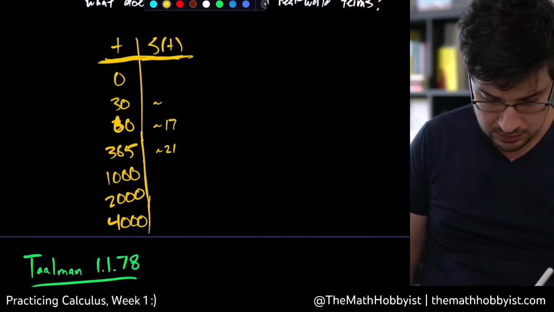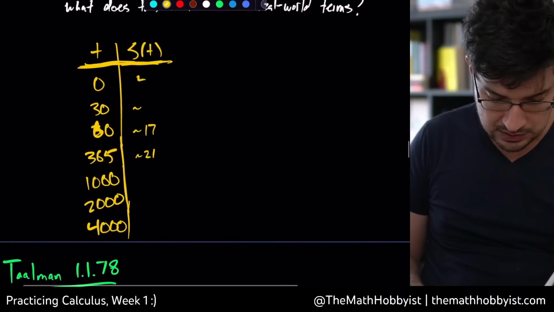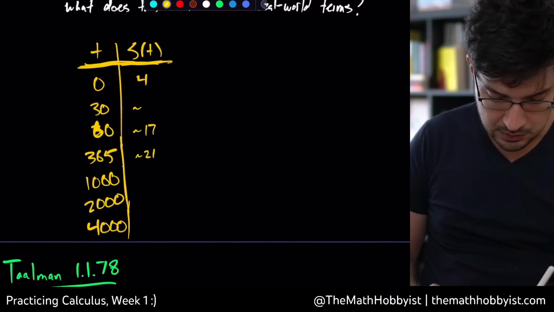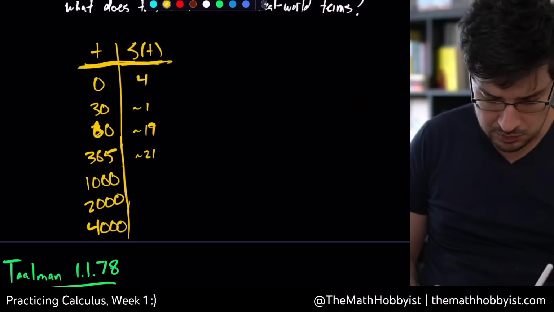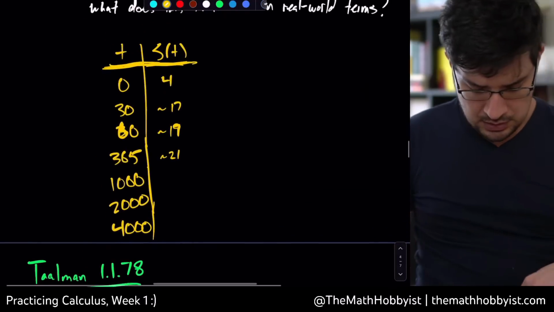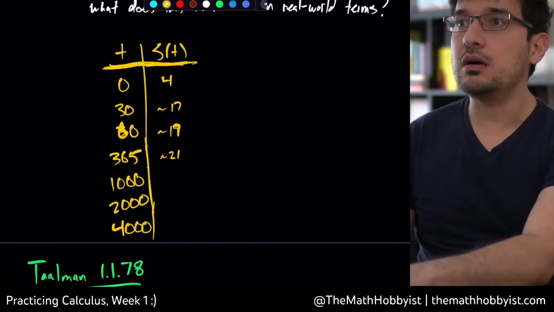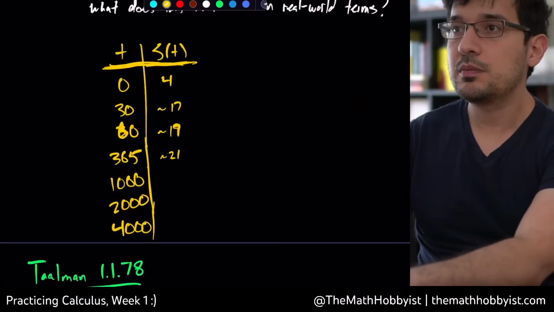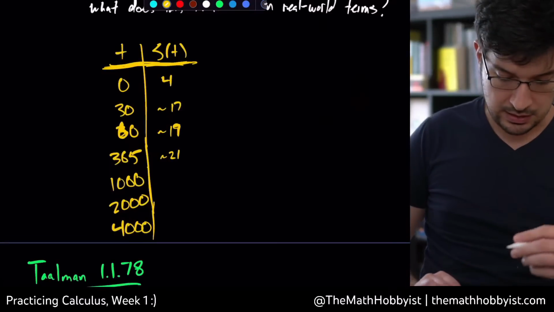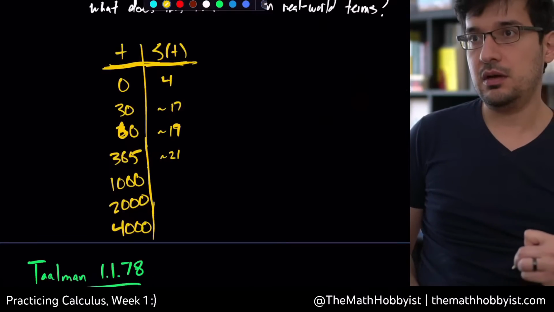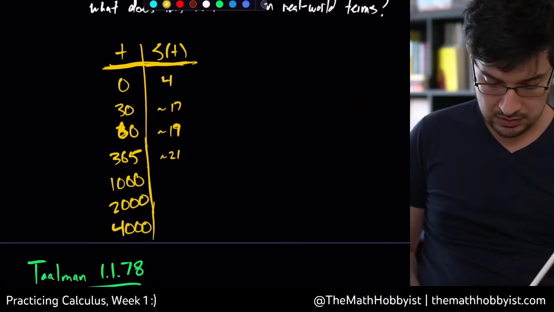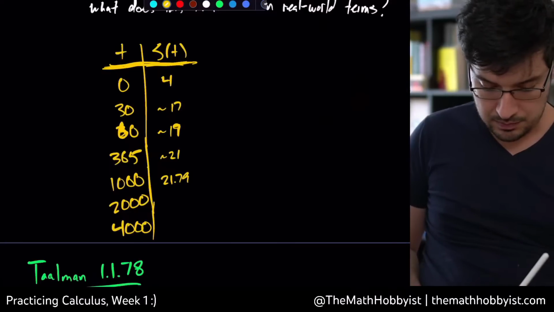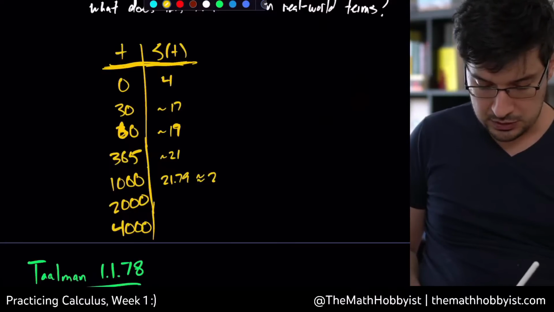This one was about 17. This one is exactly 4. After 30, there were about, oh wait, no. This one was 19. This one was about 17. Okay. Yeah, all right, so at 1,000 days, we've got 21.779, 21.79, which is about equal to 22.